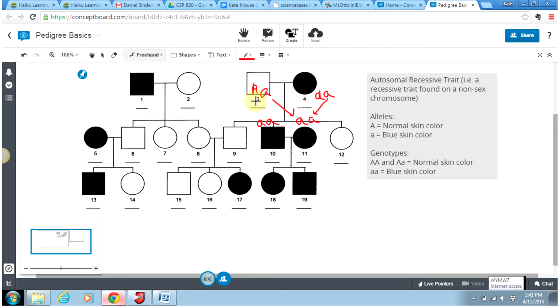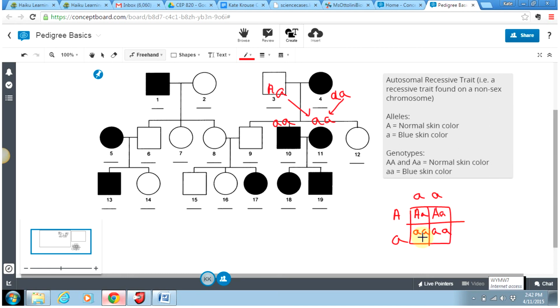For example, let's say I wanted to set up a Punnett square between parent 3 and parent 4. We already know their genotypes. The mother's little a, little a, and the father is big A, little a. So when I fill in my Punnett square, it looks like I am going to have 2 out of the 4 children with the genotype big A, little a, and 2 out of my 4 children with the genotype little a, little a. So if I was asked to answer the question, what is the probability that parents 3 and 4 will have another child with blue skin color? I would look at my Punnett square and I see that the probability is 2 out of 4 or 50%. So that's how I would answer that question.